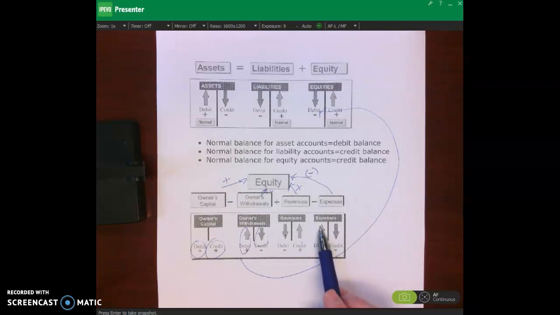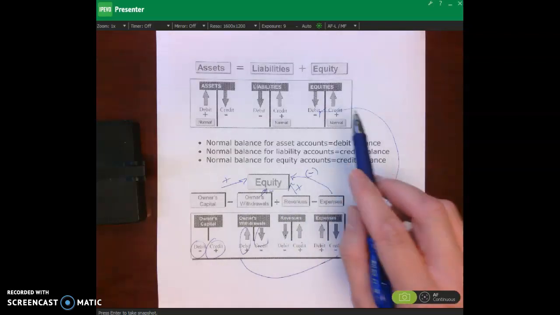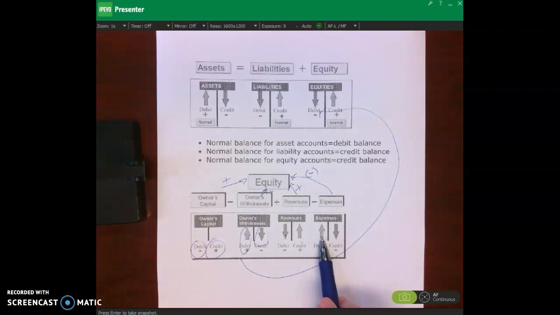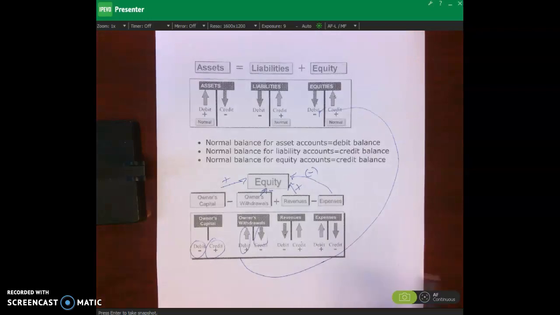Why do I do it that way? Because as expenses go up, equity goes down. How do I recognize that equity goes down? With a debit. So therefore, the way I increase expenses is with a debit.